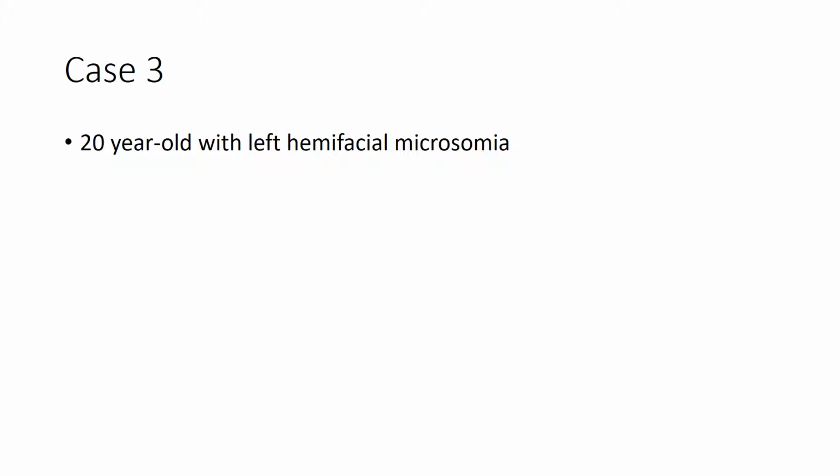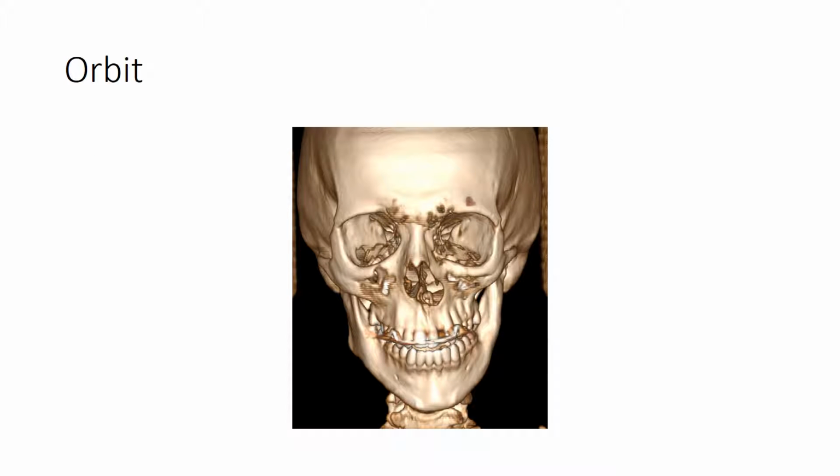Case 3 was of a 20-year-old with left hemifacial microsomia. Looking at the 3D CT reconstruction of this patient, I would say this is a much more subtle deformity than the previous two, and if you're confused as to which side is the abnormal side, look for the chin point. Chin point is right about there, and it's to the left of midline if you were to try to draw a line down the midline of the face. So that indicates that the left side is the abnormal side.